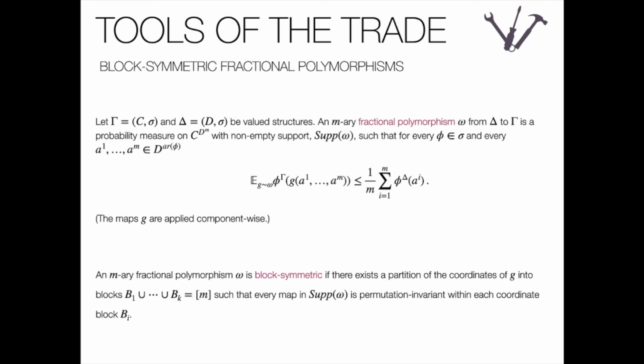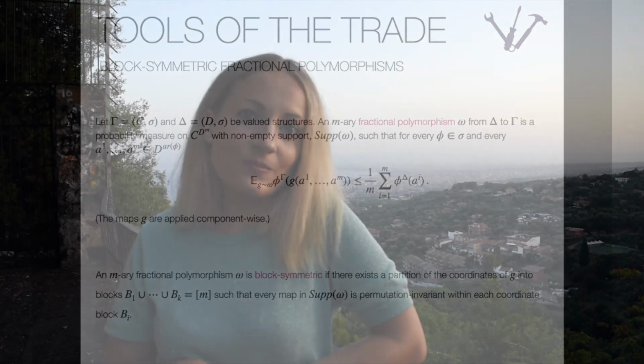An m-ary fractional polymorphism ω is block symmetric if there exists a partition of the coordinates of g into blocks B1 up to Bk such that every map in the support of ω is permutation invariant within each coordinate block Bi. This is everything I wanted to tell you. Thank you very much for your attention.